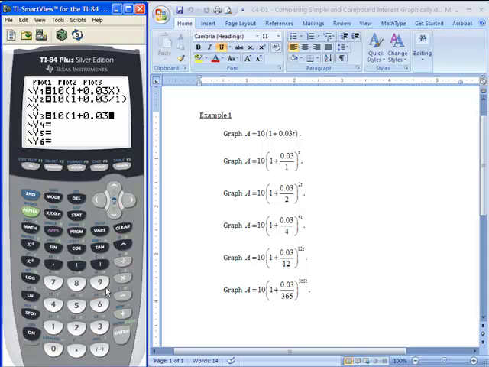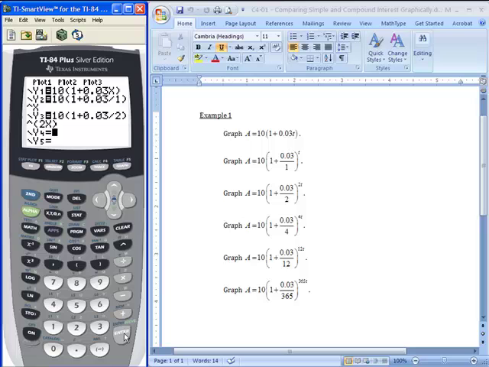For y3, we're going to put 10, open a parenthesis, 1 plus 0.03 divided by 2 now for semi-annual compounding. Close the parenthesis. And we're going to raise that to the 2x power. Since we have an operation, multiplication, going on in our exponent, we're going to make sure that we put it in parentheses to make sure the calculator does order of operations the way we want it to.